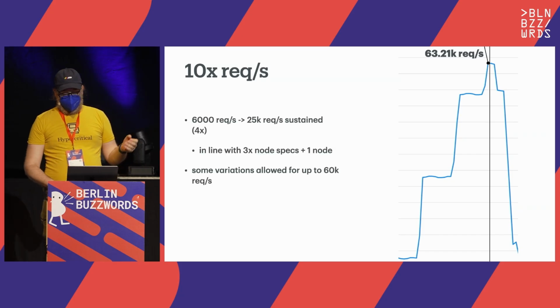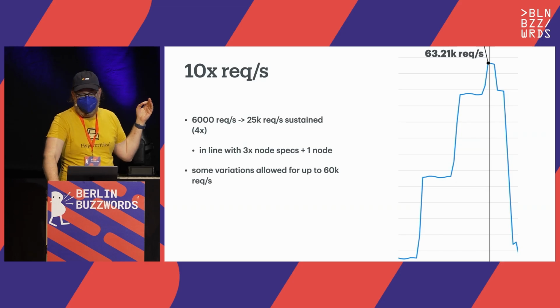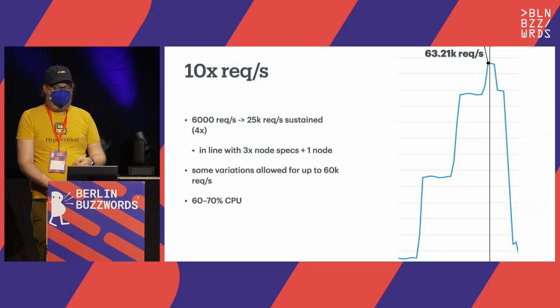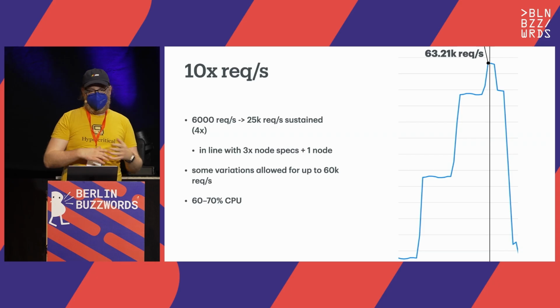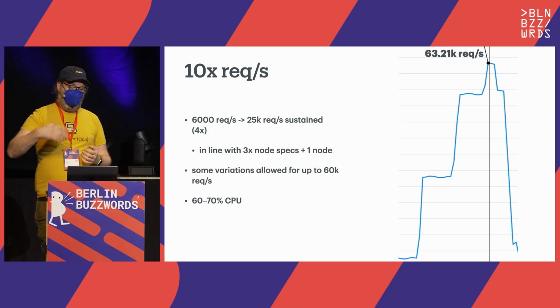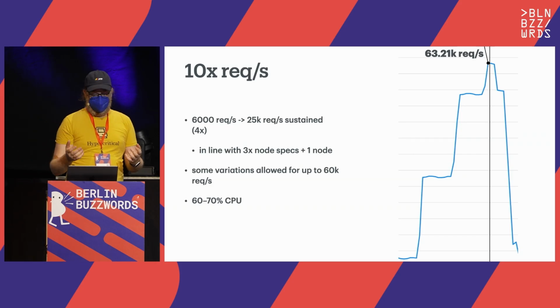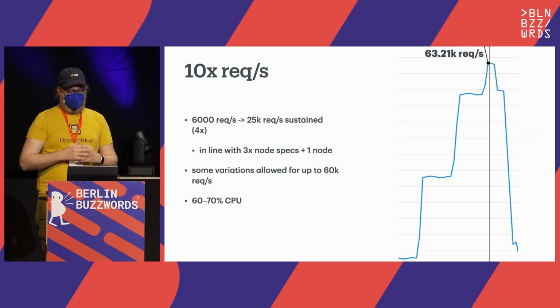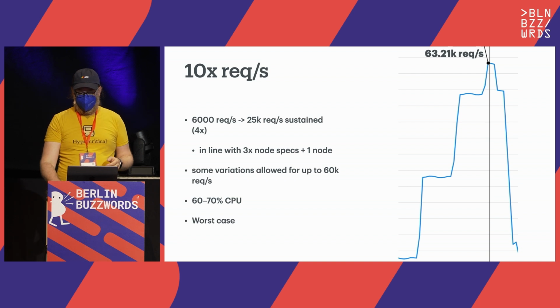All this was happening with 60 to 70% CPU utilization, which is exactly what you want. You have a little bit of headroom towards the limit of 80%. And we already knew this was the worst case scenario here. So having a little bit of buffer has served us very well.